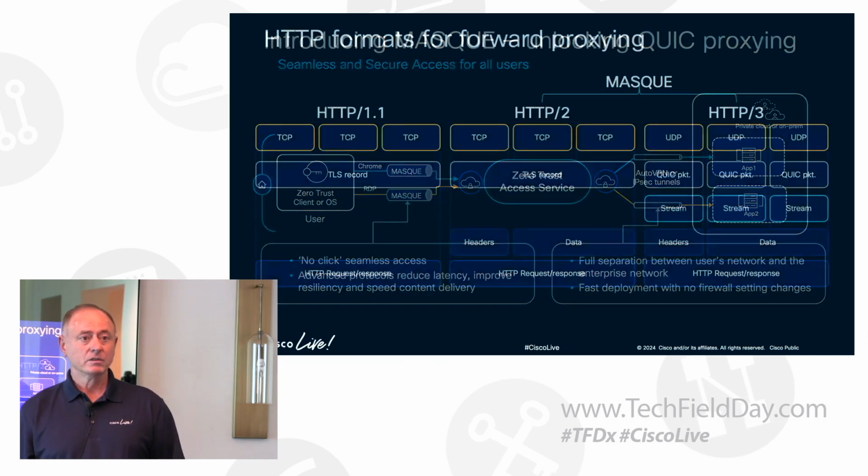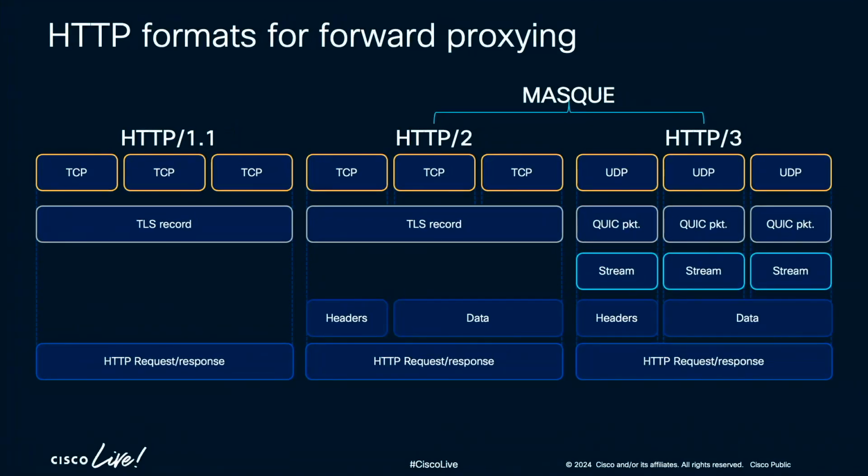Okay, so what is MASQUE? MASQUE is really a collection of two protocols. It's HTTP2 and HTTP3 forward proxying. And it has the capabilities to proxy UDP and TCP traffic. So if you remember proxies from a long time ago, you would have to have something like a SOCKS proxy to do UDP, and you would have a traditional proxy to do TCP. They've now been merged essentially, so you can do UDP and TCP in the same HTTP protocols.